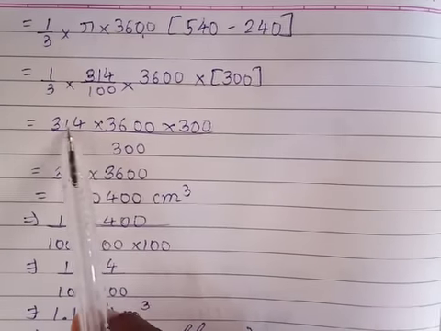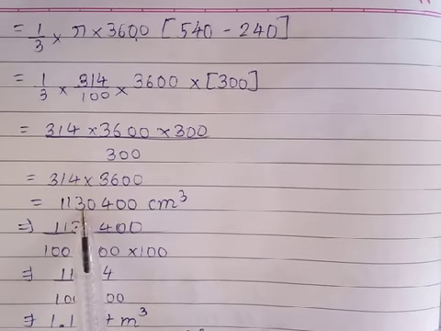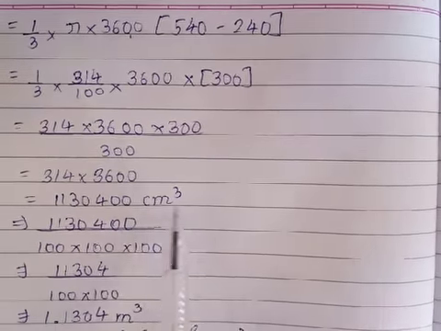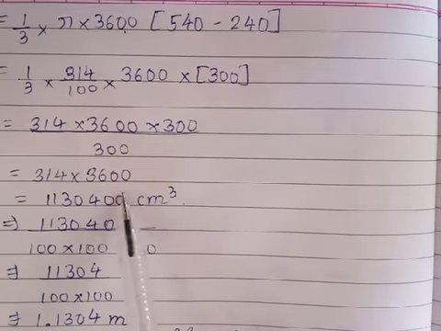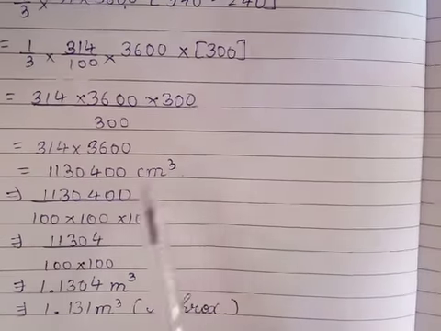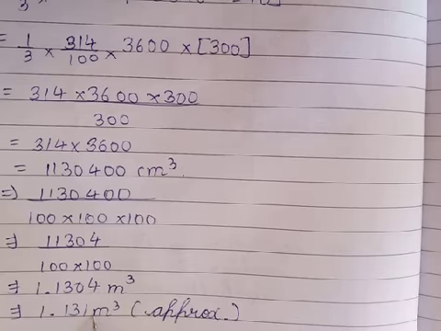So what is 314 into 3600? If you multiply this, you will get 1130400 centimeter cube. Since this number is very big, to convert it into standard form, convert it into meter. If you convert in meter, you will get 1.131 meter cube.